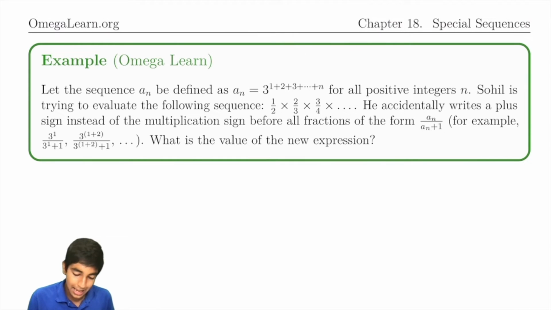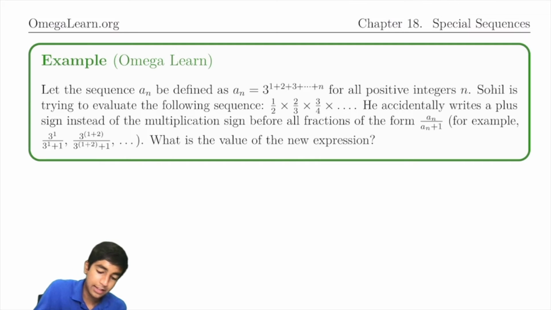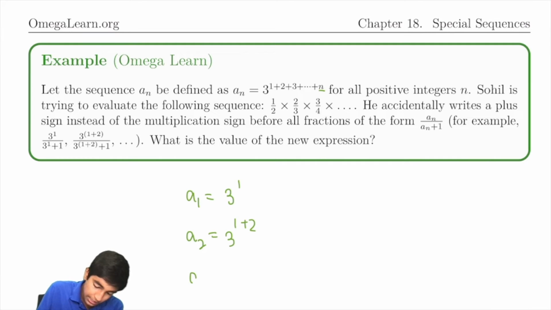Let the sequence a of n be defined as a of n equals 3 to the power of 1 plus 2 plus 3 all the way till n. Let's write some terms of a of n so we understand what's happening. A of 1 is just 3 to the 1. A of 2 is 3 to the power of 1 plus 2. A of 3 is 3 to the power of 1 plus 2 plus 3, and so on.